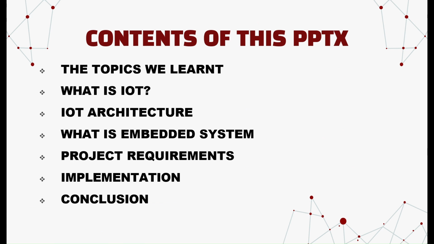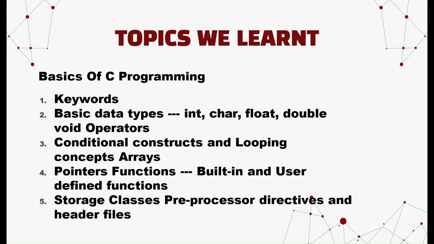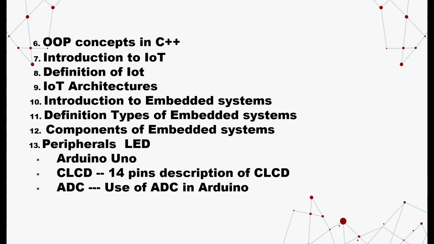So the contents of this PPT. The topics we have learned: what is IoT, IoT architecture, what is embedded systems, project requirements and implementation of this project, and conclusion. The topics we have learned: basics of C programming like keywords, basic data types like integer, char, float, double, etc., and operators. And other topics like conditional constructs and looping, concepts and arrays, pointers, functions, built-in and user-defined functions, storage classes, preprocessor directives, and header files.